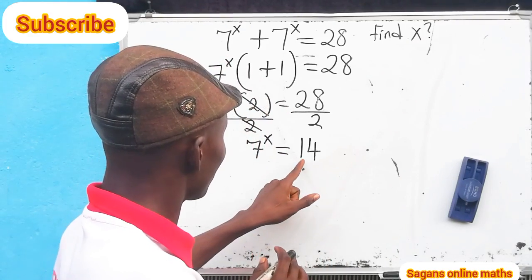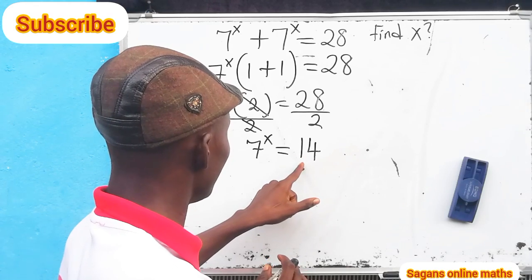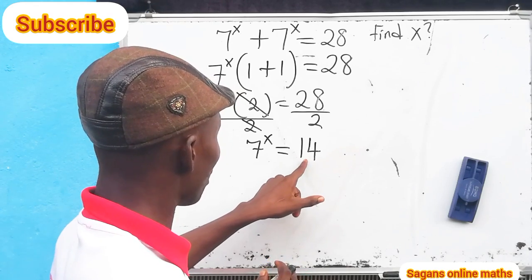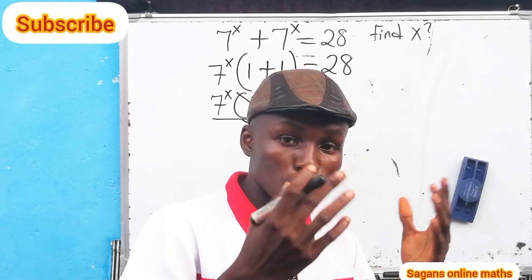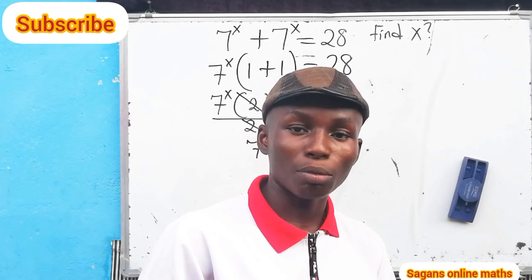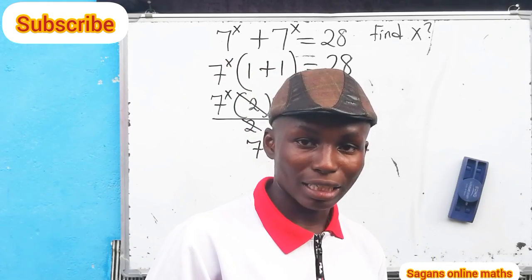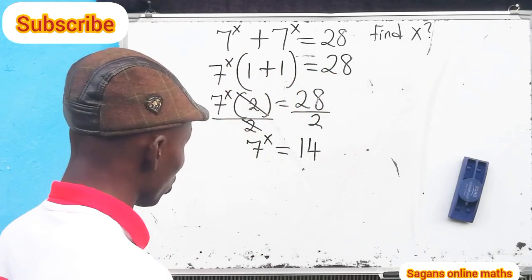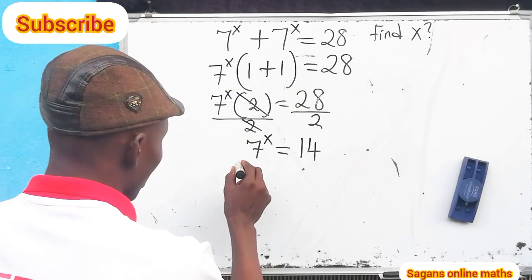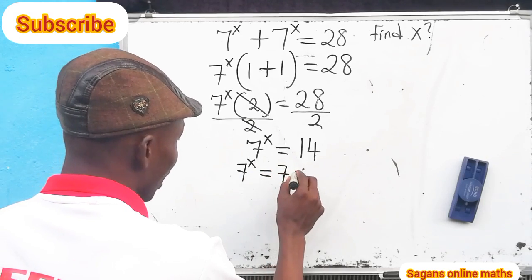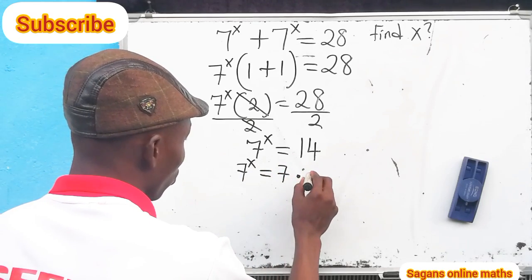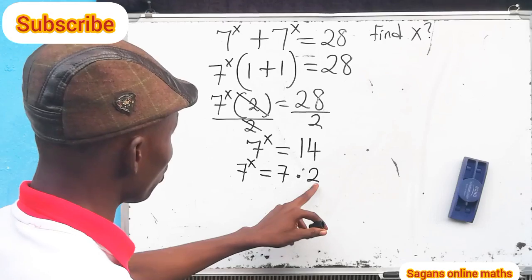At this point we have to observe very clearly that there's no whole number we can raise 7 to that will give us 14. We know that 7 times 2 is 14, right? Now let me show you another interesting method you can use. You can see that 7 to the power of x equals 7 times 2. 7 times 2 is 14.